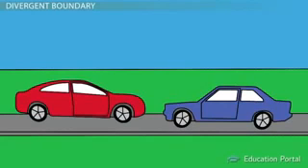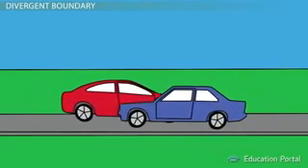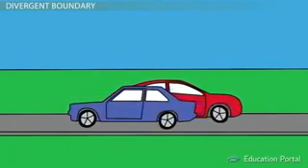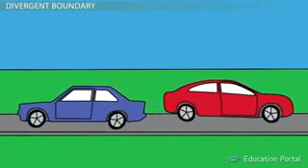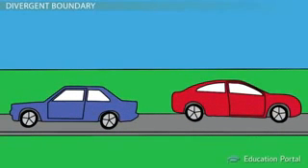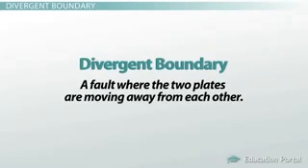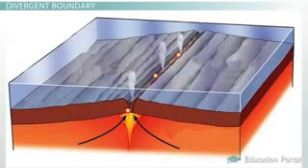The first way two cars can move relative to each other is in divergent directions, like passing a car going the other way. Plates also can pull apart from each other. This is known as a divergent boundary. A divergent boundary is a fault where the two plates are moving away from each other. Now, as plates pull apart, several things may occur.